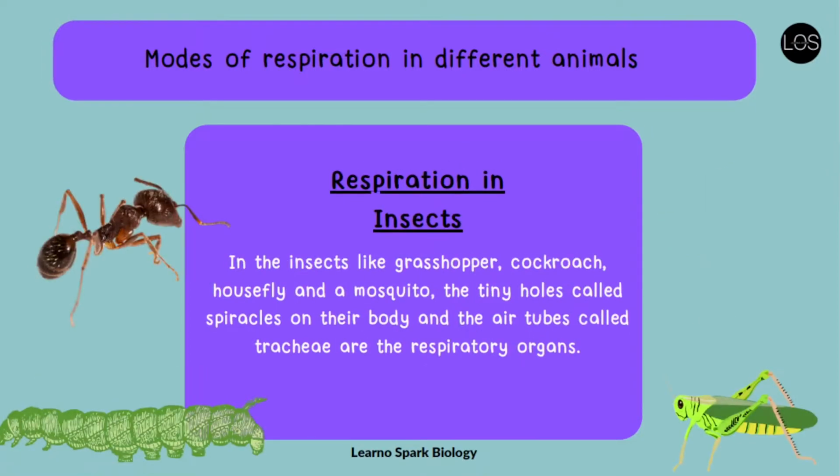Next, we need to talk about respiration in case of insects. Insects like grasshopper, cockroach, housefly and mosquito, they have tiny holes on their body known as spiracles along with air tubes called trachea, and these are the respiratory organs in case of insects. Spiracles along with trachea are responsible for the gaseous exchange in case of insects. Here in this tracheal system of respiration, air reaches the cells directly.